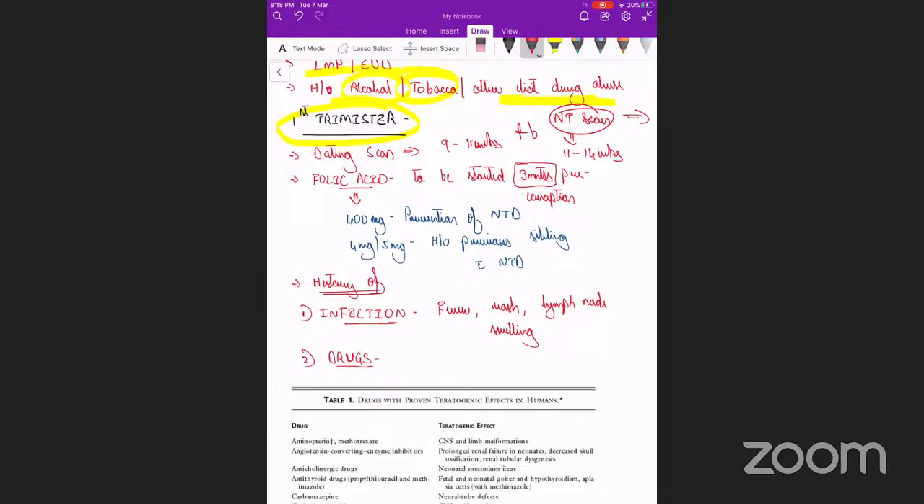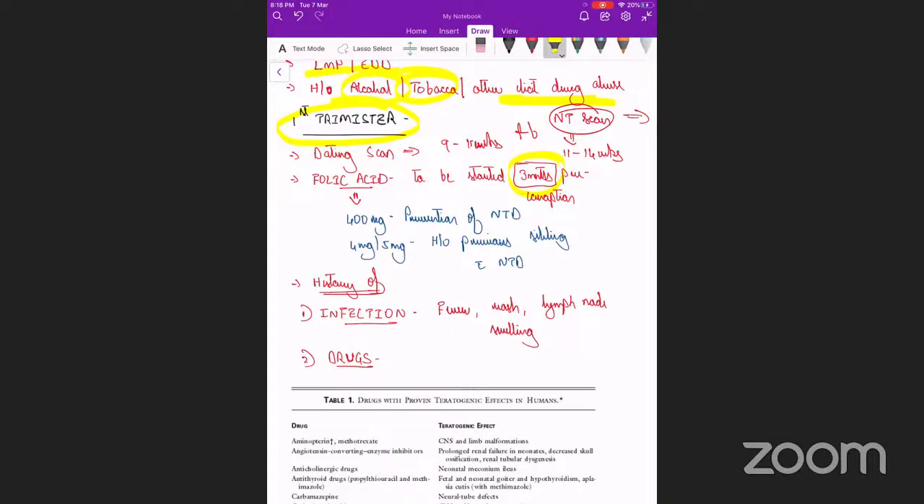Next, we'll ask whether folic acid is taken or not. This is again a very important history, and many Viva questions will be asked on folic acid. Okay, ideally it has to be started 3 months preconceptionally. Ideally 3 months, at least 1 month preconception, we'll have to start the mother on folic acid.